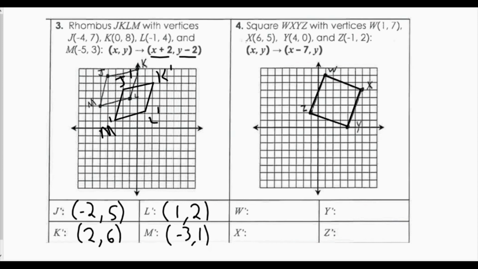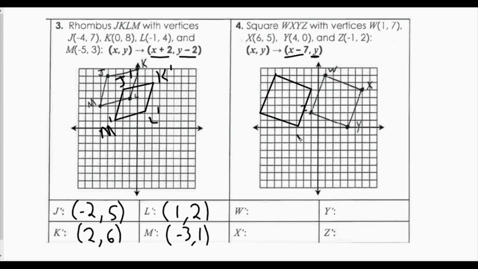Number 4, I'm given square WXYZ with the following vertices. I want to move it x minus 7, so left 7, and then the y does not change. So I will keep the y. I will not move it up or down. So I'm just going to move this figure left 7 spaces. So that's left 7 spaces.